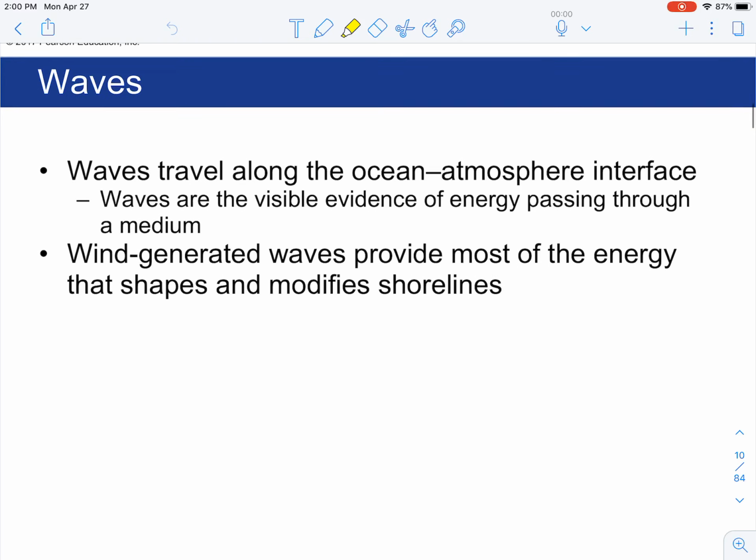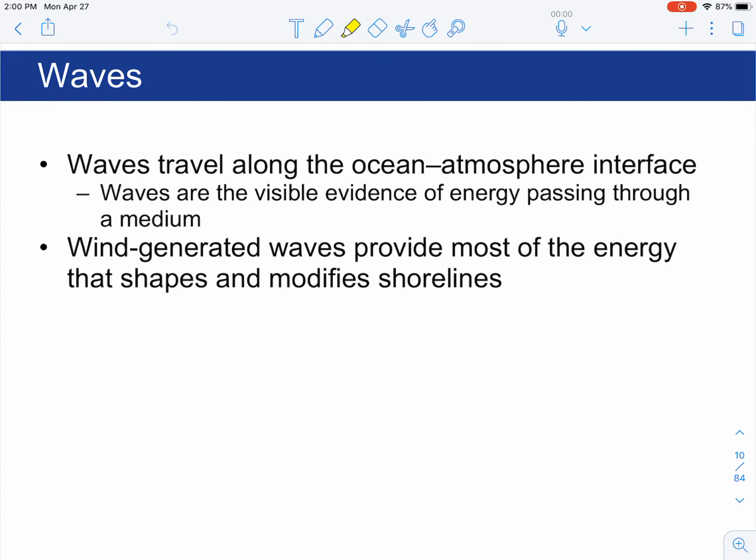So I'm going to stop here, and in the next part of this series on beaches and coastal areas, I'll talk about waves and wave action and where to surf.